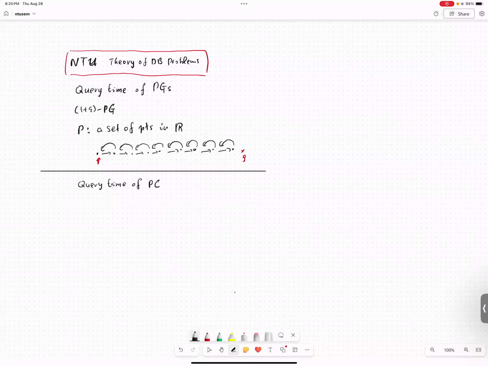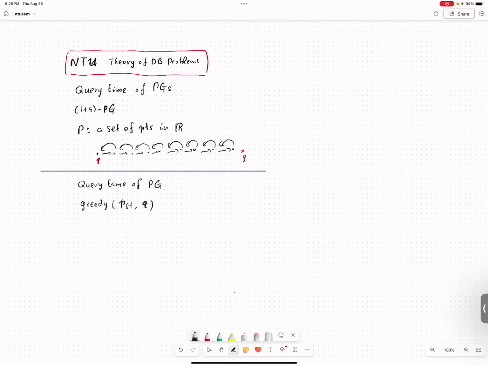Let's recall the greedy algorithm. In general, you give me a start point, P star, and also a query point Q, any query point in the metric space. The greedy algorithm will always return a returnable answer, a returnable answer being a 1 plus epsilon ANN. But this greedy algorithm might take forever to finish.